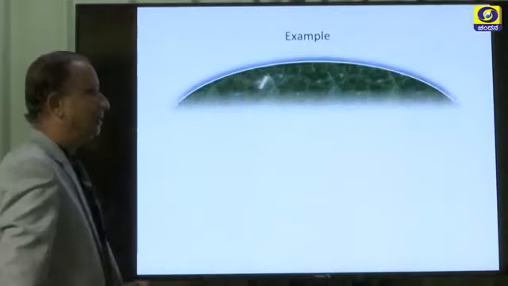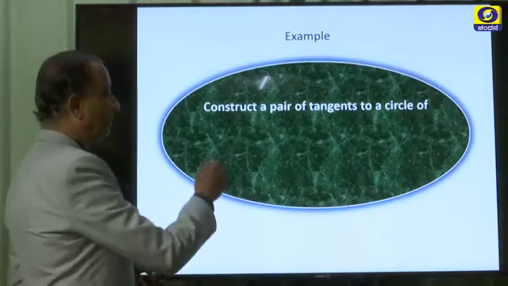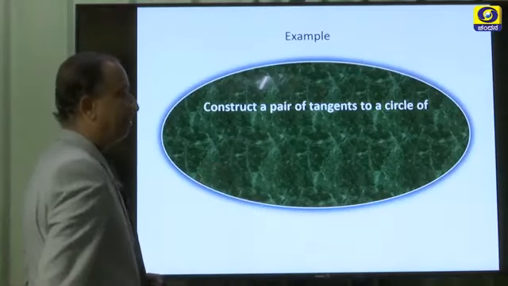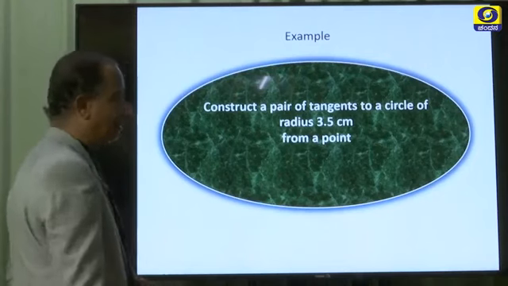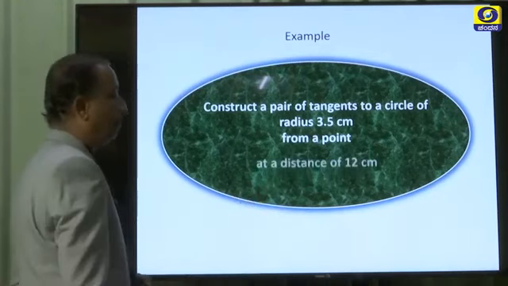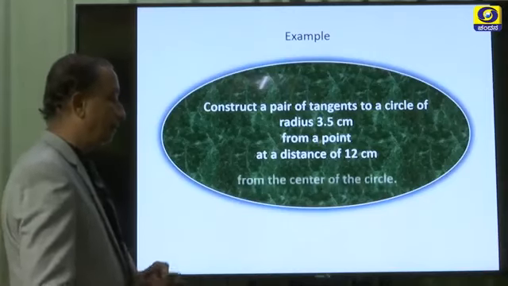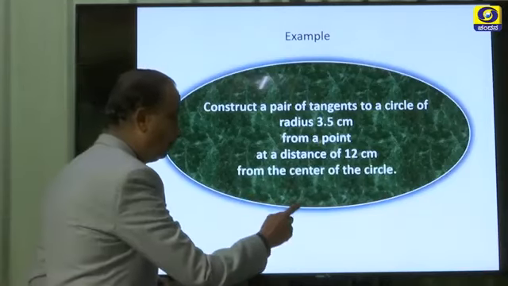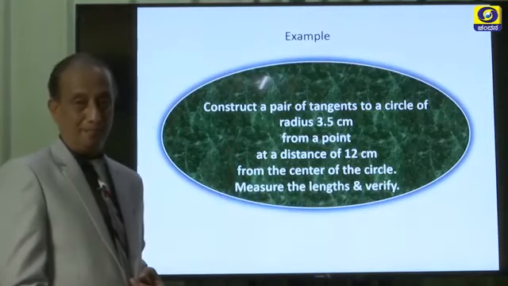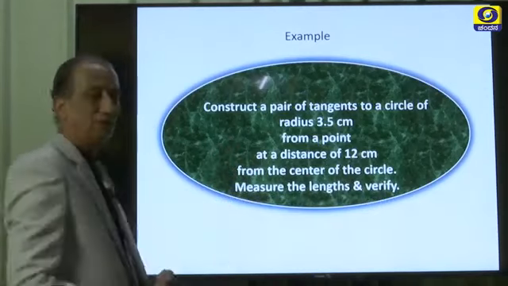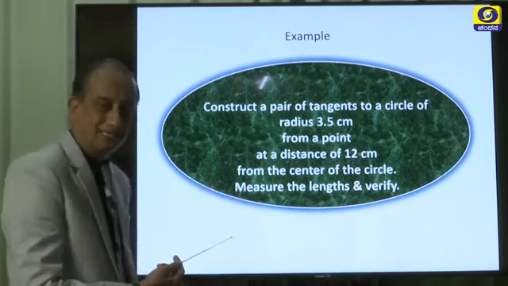So, let us take one example for this. Construct a pair of tangents to a circle of radius 3.5 centimeter from a point at a distance of 12 centimeter. After this, you have to measure them also and verify. For this construction, we are going to give you 2 marks. So, shall we start this, children?